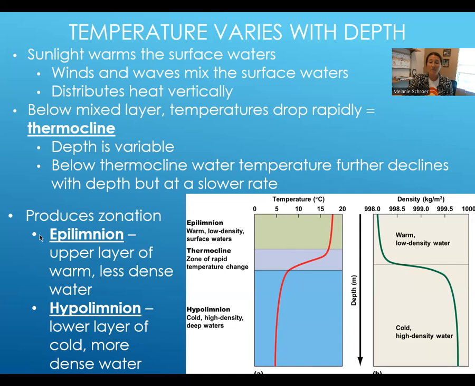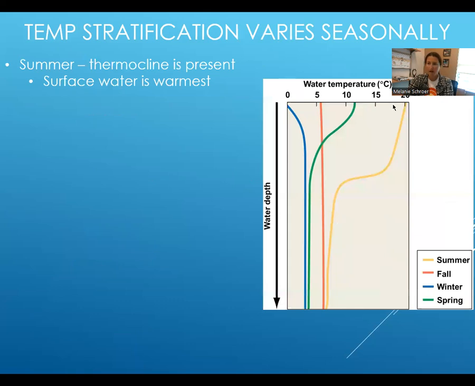Okay, so once again, we can name these layers just like we did on the last slide. Epi means on top of, so this is the layer on the top, and hypo means less than or under, so the colder region underneath. And again, the thermocline is this really steep decline in temperature. In places of the world that actually experience seasons, the thermocline is only present really during the summer.